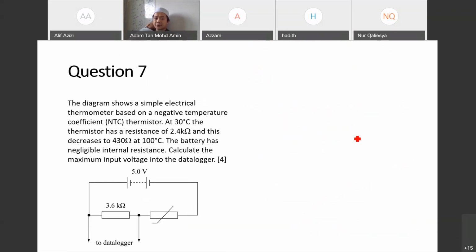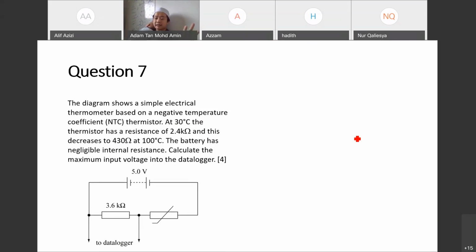Question 7. The diagram shows a simple electrical thermometer based on an NTC thermistor. You don't have to be intimidated by the terms. Just focus on what the question is asking. At 30 degrees Celsius, the thermistor has a resistance of 2.4 kilo ohms, and this decreases to 430 ohms at 100 degrees Celsius. Two sets of values, it gives temperature and resistance. It doesn't tell us which to pick, 430 or 2.4 kilo.